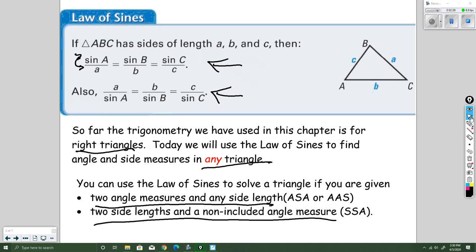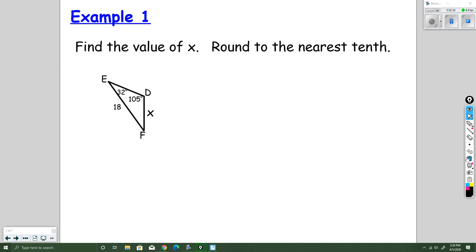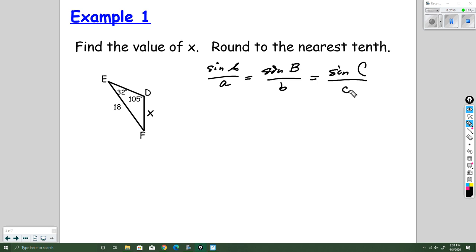So let's get to the chase and talk about some examples. In this next one, we're going to find the value of x using the law of sines. So I'm just going to write down the law of sines again right here, and then we're going to plug some stuff in, see how it works, and see how we can find that side length. So here's our law of sines. Sine of angle A over side a equals sine of angle B over side b, which equals sine of angle C over side c. We don't need all three ratios. All we need is two.